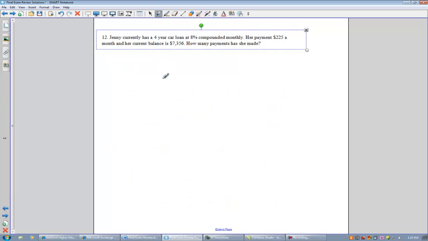All right, on the next problem, now it says that Jenny currently has a 4 year car loan at 8% compounded monthly. Her payment is $225 a month, and her current balance is $7,356. How many payments has she made?